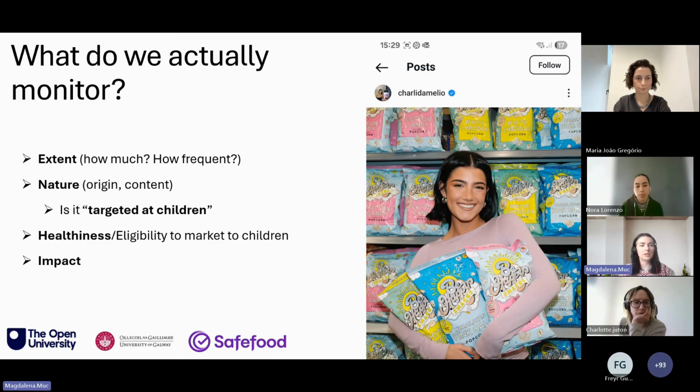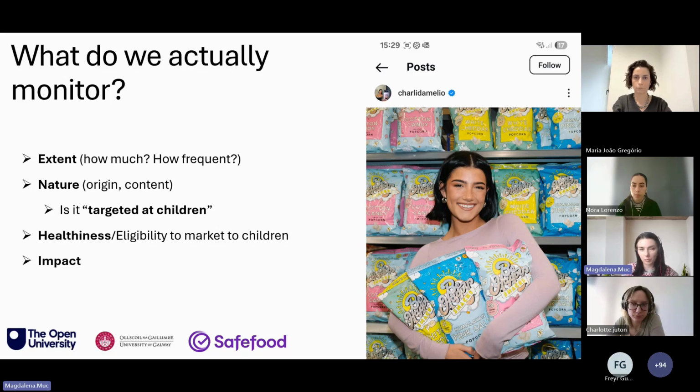So what do we mean when we say we monitor unhealthy food marketing? What do we really monitor most of the time? So of course, extent. So how much do children see and how often do they see unhealthy food marketing? The nature of it. So what are the creative appeals and creative strategies used in the marketing that are specifically appealing to customers? And a lot of the times we are checking if it's targeted at children or appealing to children, because that is often written into legislation. We are measuring the healthiness because we want to restrict unhealthy food marketing in the first place, and therefore measure how much of what children see is eligible and should be marketed to them, and then the impact it has on the population.